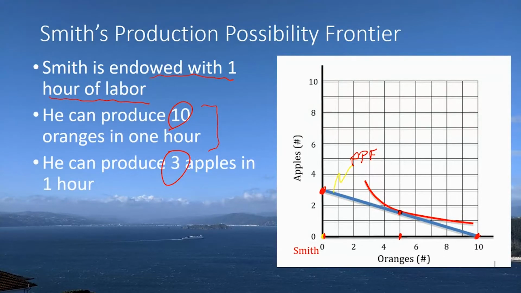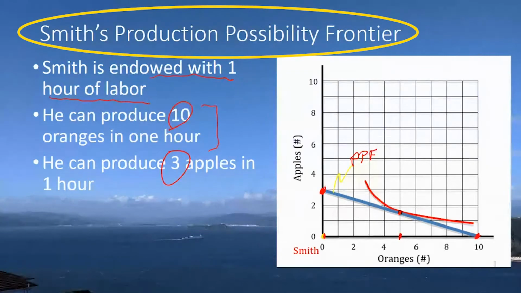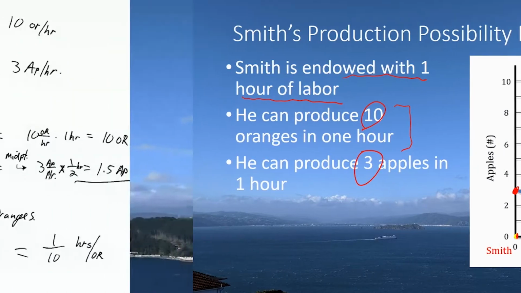All right, so he could divide up his hour however he wants. 15 minutes in one good, 45 minutes in the other good, or vice versa. And by doing so, he's going to move his production up and down along this blue line. So the blue line represents Smith's production possibility frontier. Okay, easy enough. Let's introduce some terminology to this mix so that we can talk about it more intelligently.